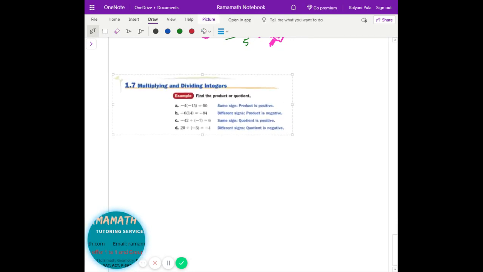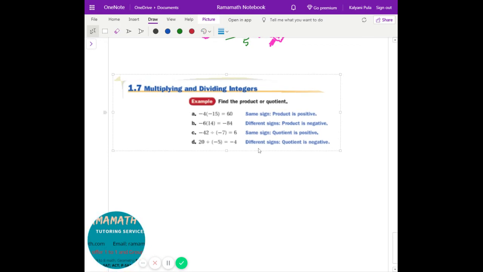When you multiply or divide integers, negative divided by negative is positive. So you remember those basic facts. Negative times negative is positive. Negative times positive is negative. Negative divided by negative is positive. Positive divided by negative is negative. Okay, let's do a little bit of these practice questions.